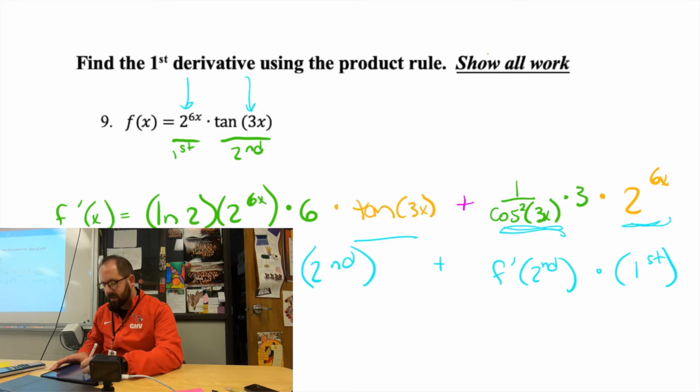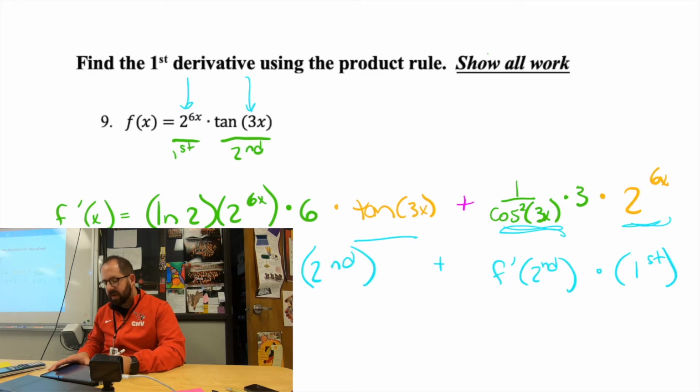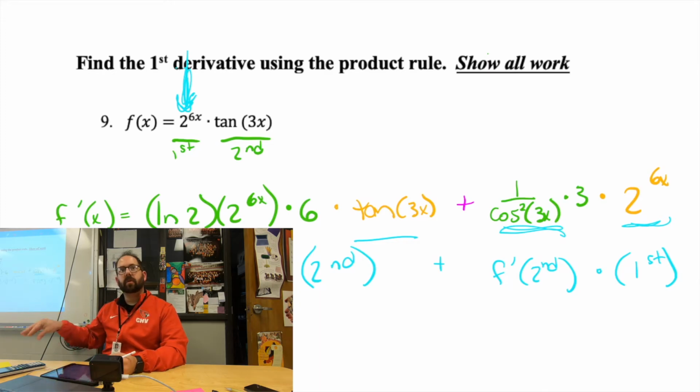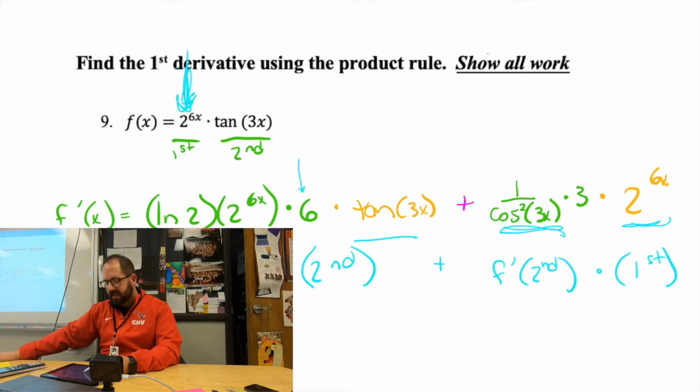Where did the 6 come from? The 6 was a chain rule. When I did the derivative of this first item right here, it was the natural log of the base times the original item, but that power had a weird thing in it, so it was a chain rule. I had to take it times the derivative of what was on the inside. That's where that came out.